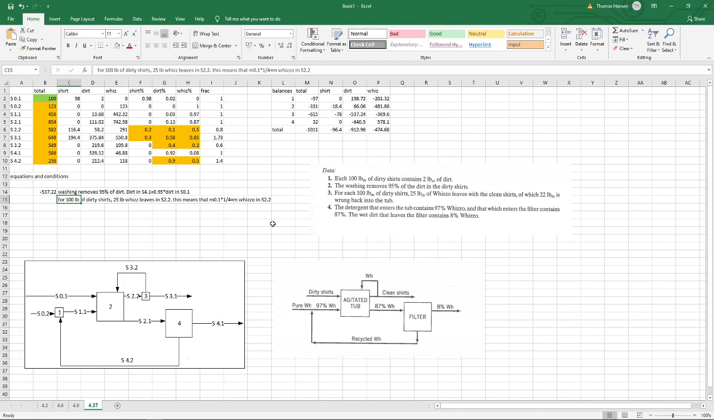Right? So if you look at the relationships, doesn't that check out? Now I'm actually confused. Hang on. Yeah, so if I have 100 pounds of dirty shirts, I'll have 25 pounds of Wizzo leaving. So if I have X, a quarter of that in Wizzo will exit in, which stream was it? 2,2. So that is this part here, before we actually recycle our Wizzo.